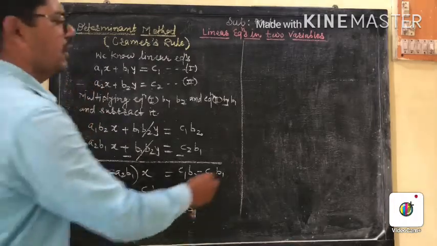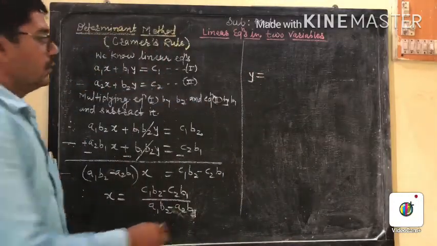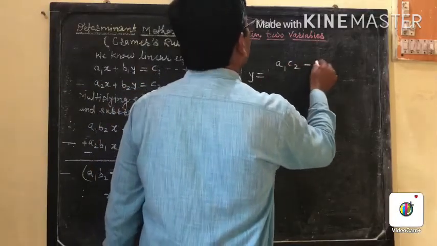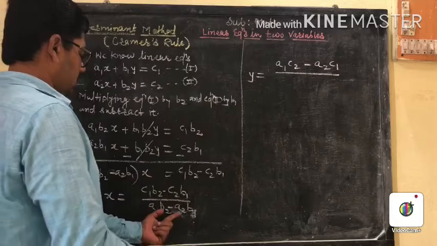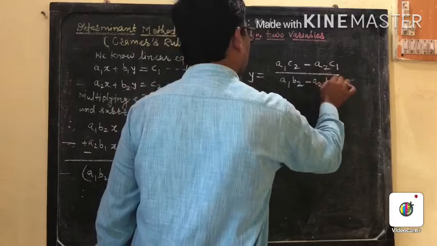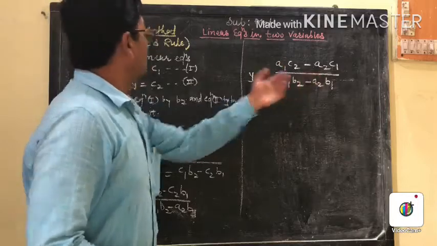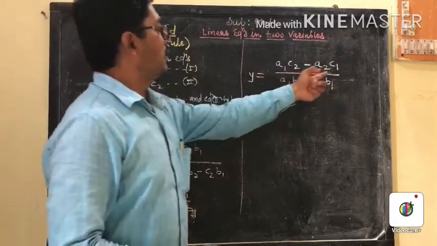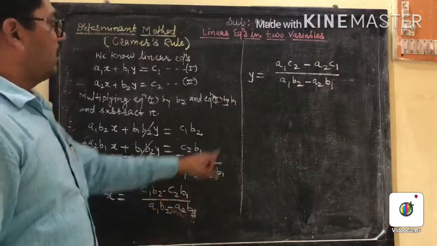In the same way, you can find the value of y. y is equal to a1 c2 minus a2 c1 divided by the same denominator, a1 b2 minus a2 b1. These are the two values of x and y, in terms of only the coefficients of the given two equations a1, b1, c1, a2, b2, c2.